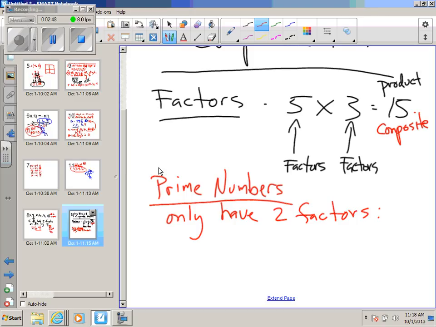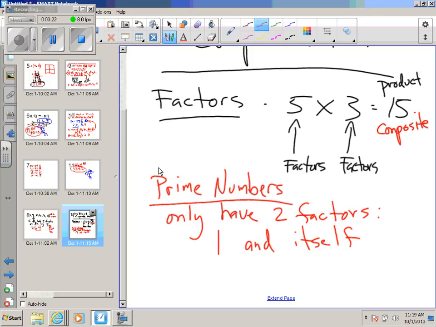And those 2 factors are what? 1 and itself. The only way I can get that number through multiplication is by multiplying that number times 1. There are no other factor combinations that I can use. So do you have an example of a prime number?